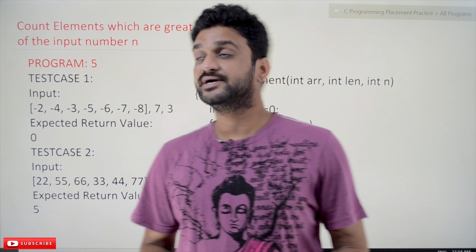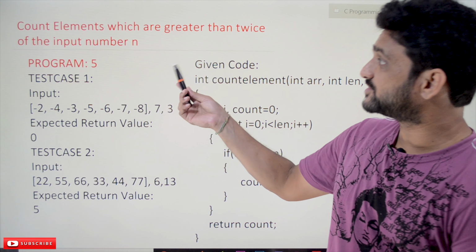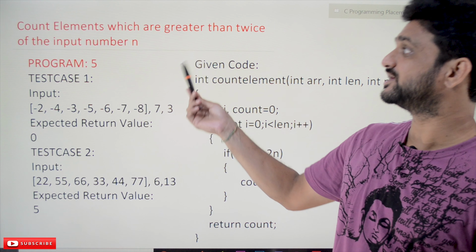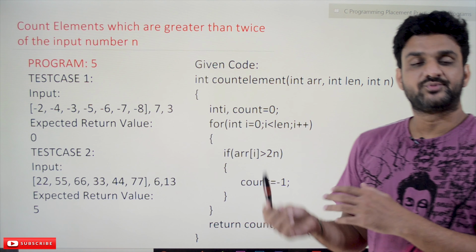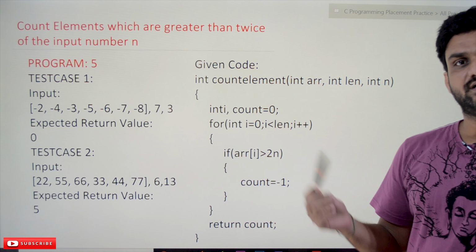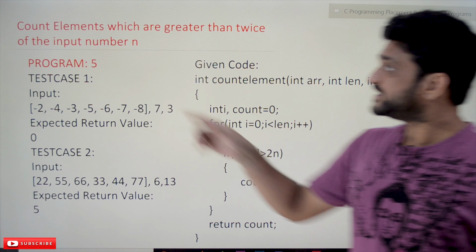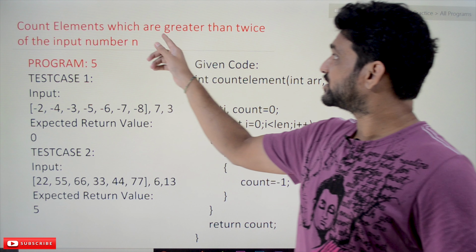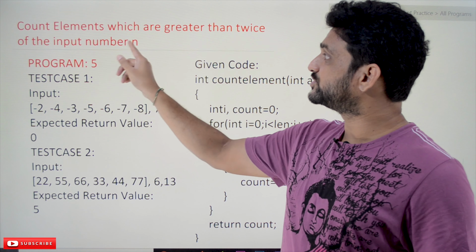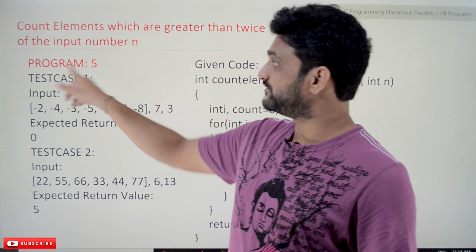I am Vikram. In this class, we'll try to understand another program which is frequently asked in placement exams. It is: count elements which are greater than twice the input number n. So this is our fifth program.